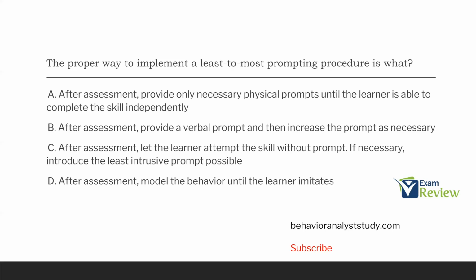B, after assessment, provide a verbal prompt and then increase the prompt as necessary. Okay, this is better. We're starting with a very unintrusive prompt, a verbal prompt, right? But what's the proper way to do least to most prompting? C, after assessment, let the learner attempt the skill without prompt. If necessary, introduce the least intrusive prompt possible. Yes, this is the proper way. This is what we're looking for. If you're going to use least to most prompting, always give the learner the opportunity to attempt that skill without a prompt. And then if they can't do it, and if it's necessary, introduce the least intrusive prompt possible.